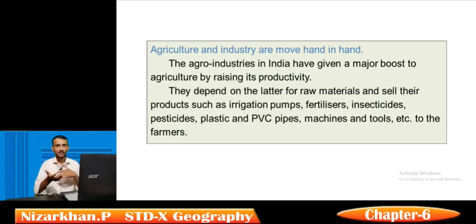Industries depend on agriculture for raw materials, and the farmers depend on industries for irrigation pumps, fertilizers, insecticides, such things. So this is the way agriculture and industries move hand in hand.